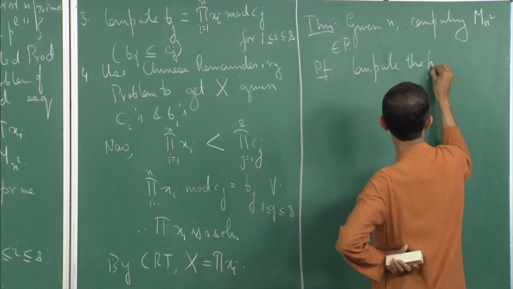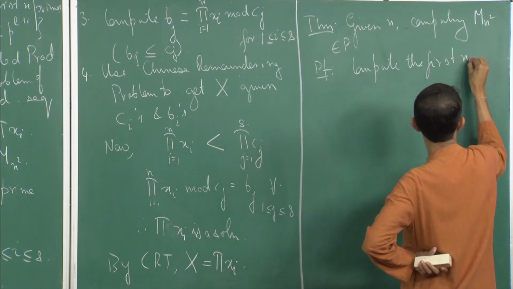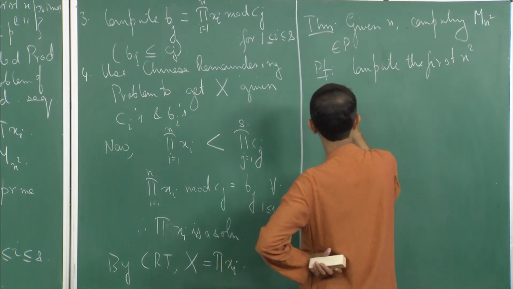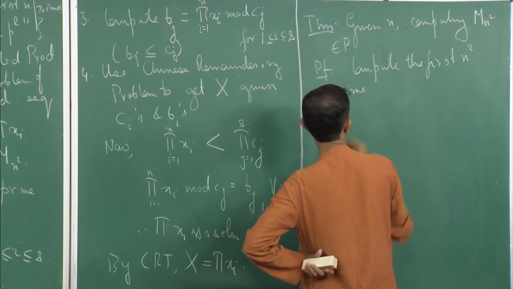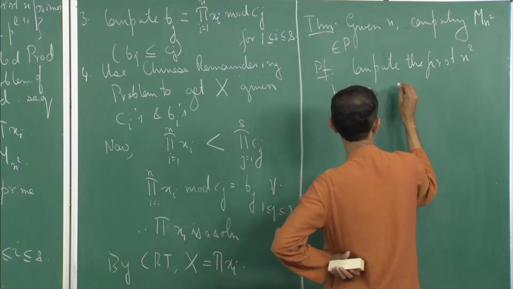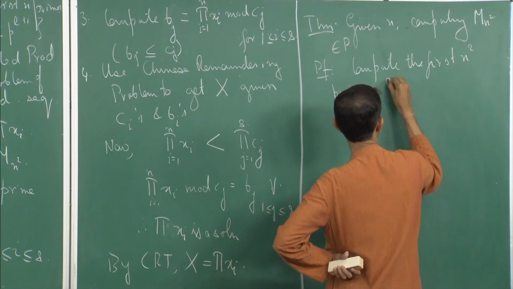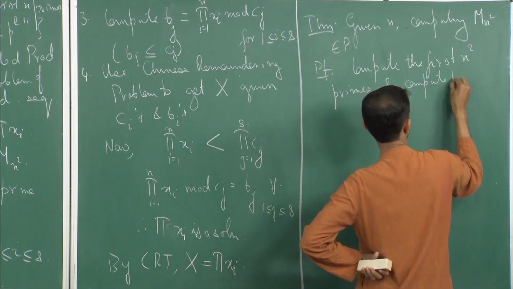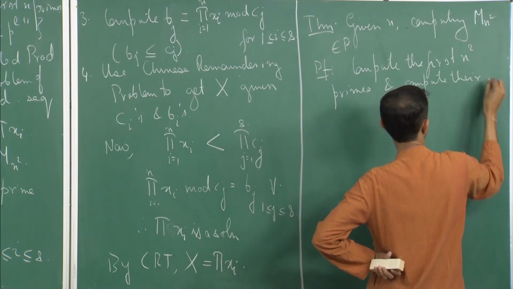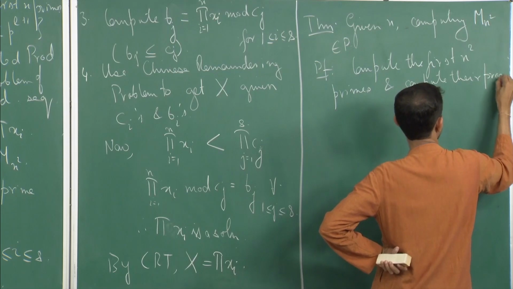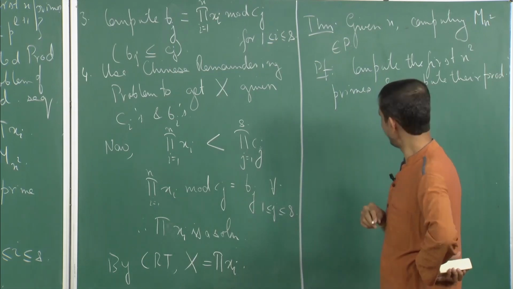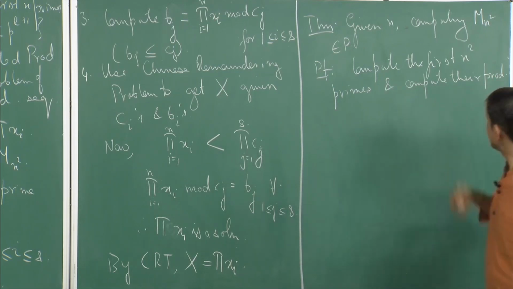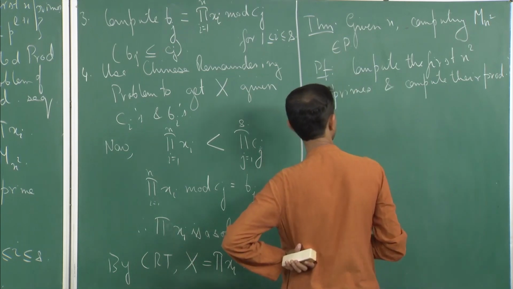So, compute the first n square primes and compute their product. Quickly, let us see why this is a good modulus sequence.